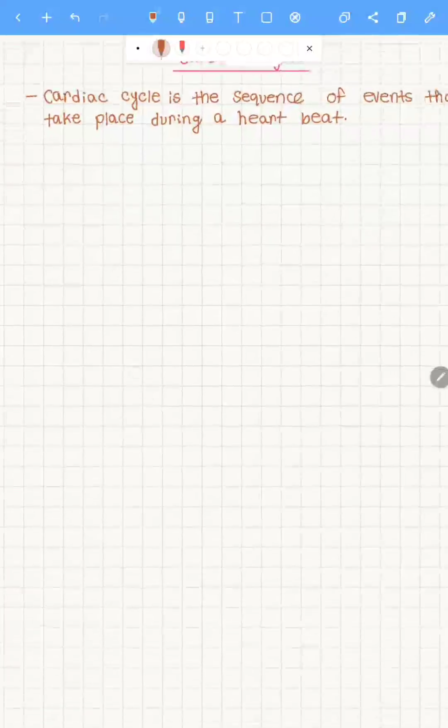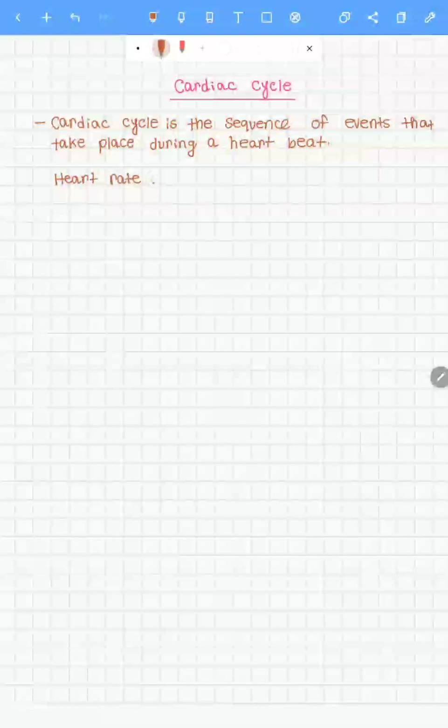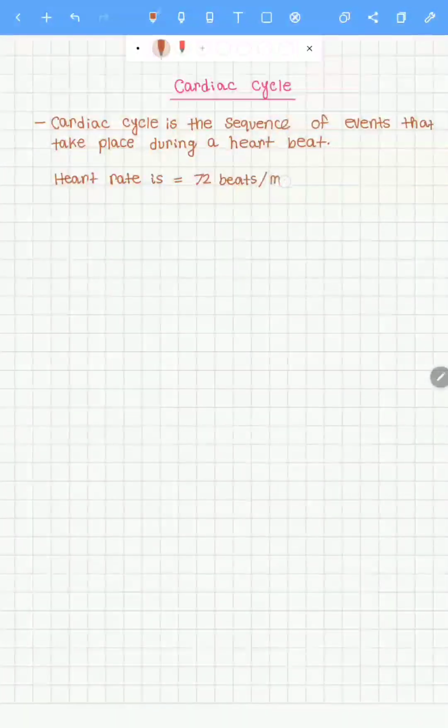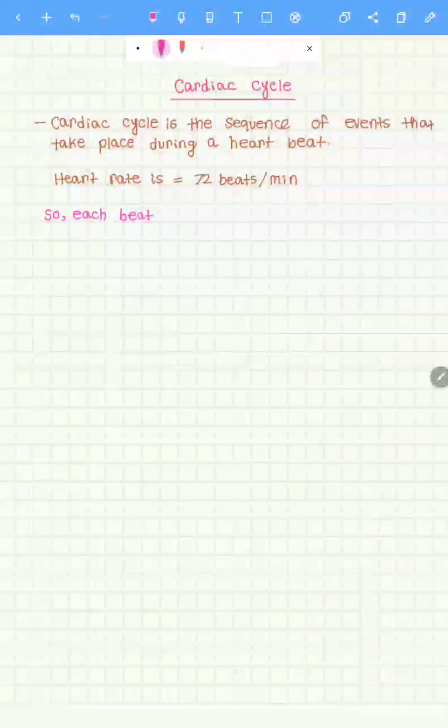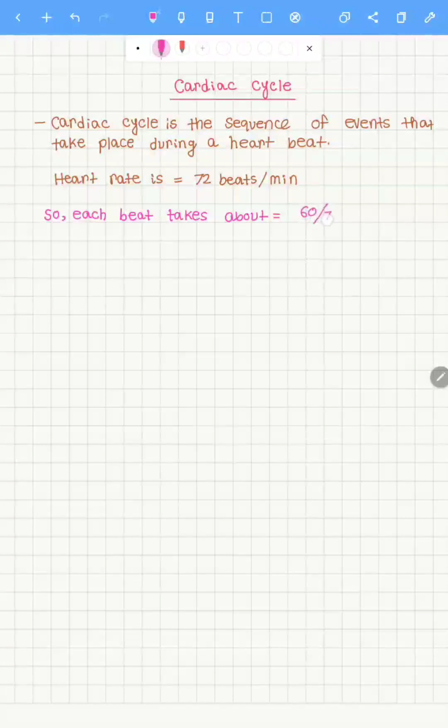As you all know, our heart rate is 72 beats per minute. So each beat takes about 60 by 72 seconds, right? That comes out to be approximately 0.8 seconds. Okay, so the duration of the cardiac cycle is 0.8 seconds.